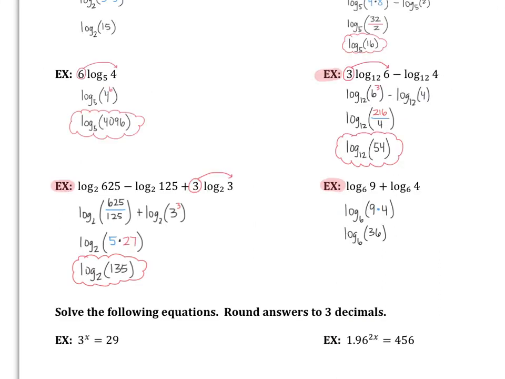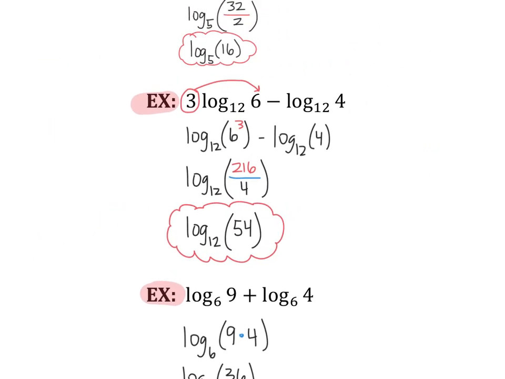Okay, how did we do? So hopefully with this first example that we looked at, we condensed everything correctly. We moved the 3 to the power, all right, and we got 216, so 6 to the third. And then since we're subtracting, we're going to divide the arguments and we simplify. So we get log base 12 of 54.